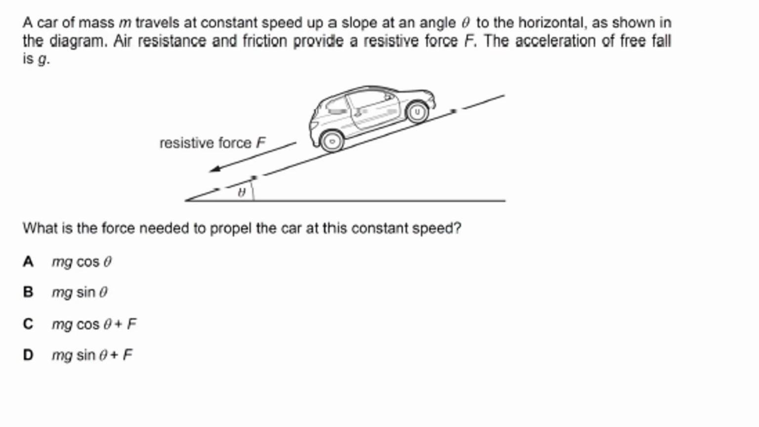A car of mass m travels at a constant speed up the slope at angle theta to the horizontal as shown in the diagram. Air resistance and friction provide a resistive force F. The acceleration of free fall is g. What is the force needed to propel the car forward at this constant speed?